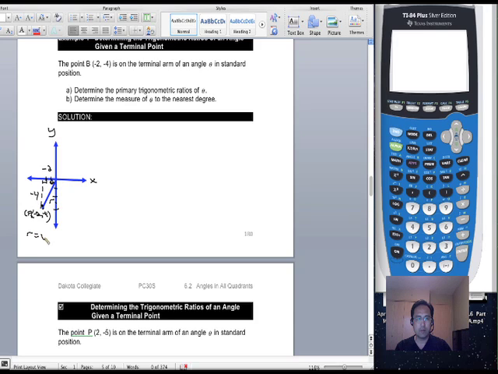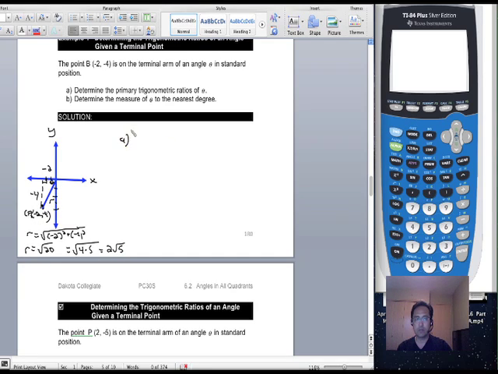r is going to be equal to the square root of (-2) squared plus (-4) squared. So that's going to be equal to the root of 20. But we'll use this as an exact value. The biggest perfect square factor that goes into 20 is 4, so we're going to express this as 2 root 5. Okay, so our r value here is going to be equal to 2 root 5.